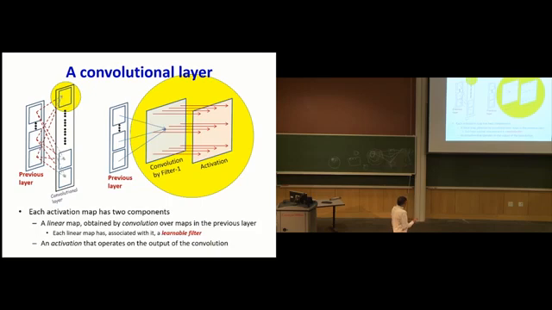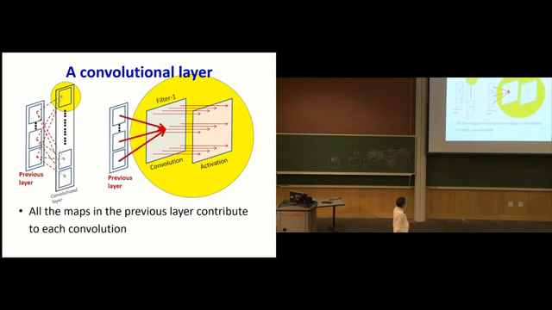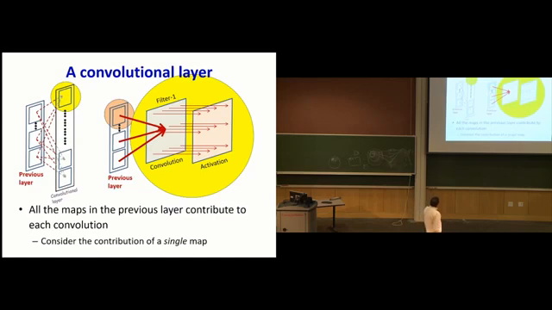So this little plane, if you look really closely, is actually two planes. The first plane is computed by linearly combining patterns from the previous layer, and the second plane is arrived at by applying a nonlinear transform to the first plane. So this one thing actually has two subparts. Now let's look at the first one. This one is obtained through a weighted combination of patterns from the previous layer. So to understand what is really going on, let's look at a single map.